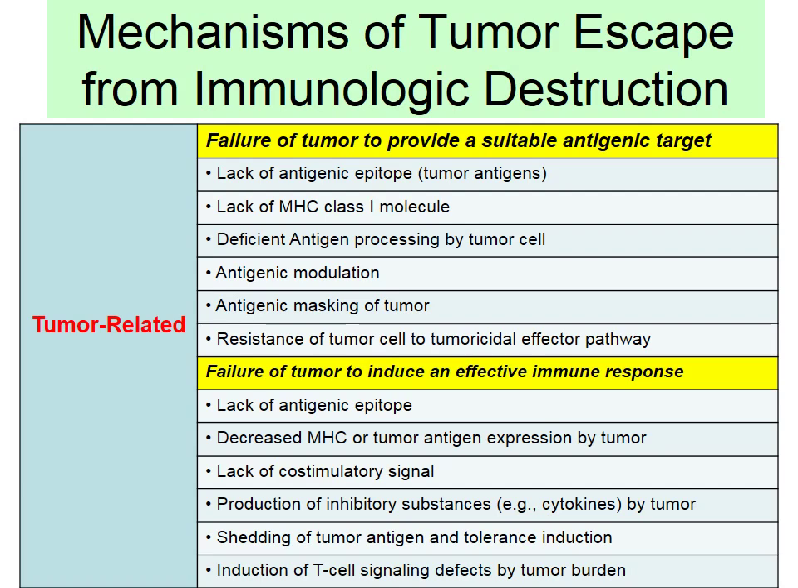They need a presentation, unless you have a cytolytic T cell. That's kind of an exception, since it doesn't need any specificity or that kind of signal. So you can see they may have a lack of antigen epitope, lack of MHC class 1, deficient antigen presentation, antigen modulation, masking, and so forth. Some tumors come with all these mechanisms, and even if there is an antigen, they will down-regulate your MHC, so you cannot present their antigen to invite T cell help.